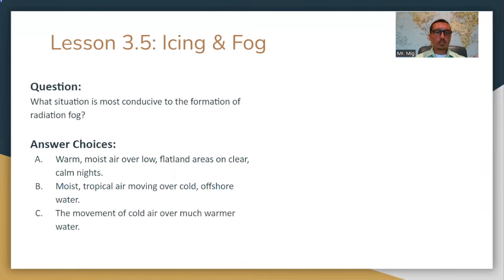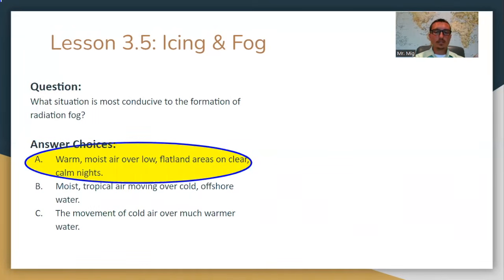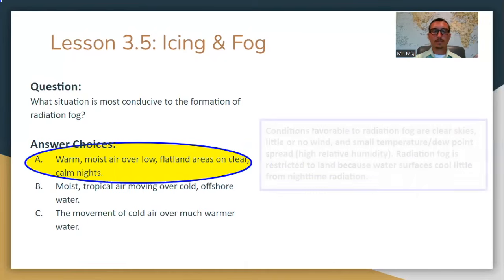What situation is most conducive to the formation of radiation fog? This is really how you'll see it on the test. Pause and then answer and unpause. Warm, moist air over low, flat areas and cool, calm nights. If you got that wrong, please make your flashcards. Just make your flashcard radiation fog, and on the back, put this on the back. Some of this stuff on the test is just memorization. So just take the time to memorize it.